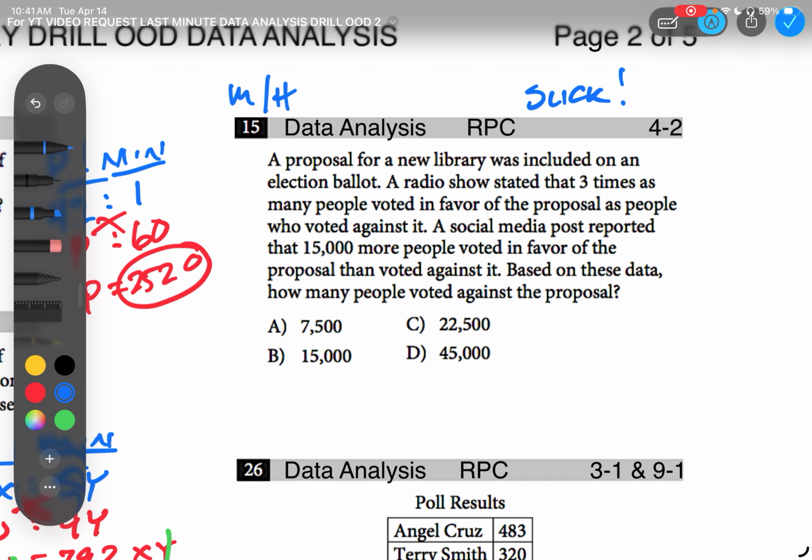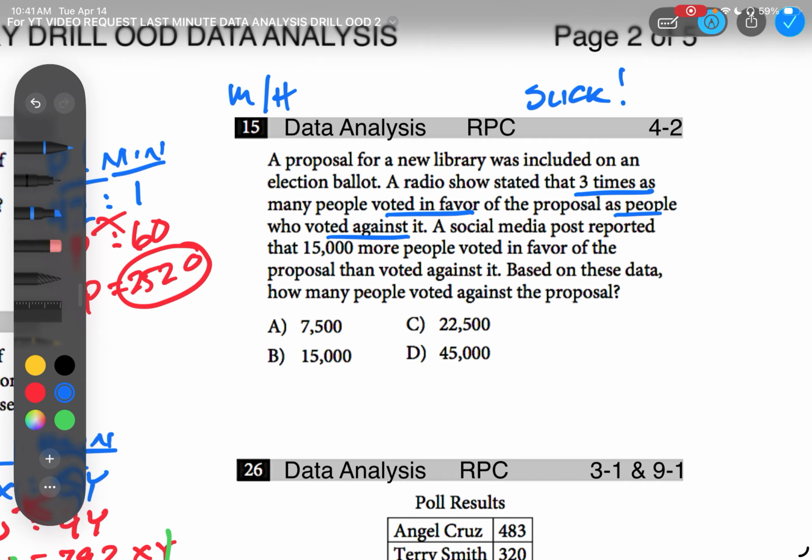Let's read it. A proposal for a new library was included on an election ballot. The radio show stated that 3 times as many people voted in favor of the proposal as people who voted against it. What does that mean? Now we got to translate. We're not used to hearing this stuff, so let's translate it.